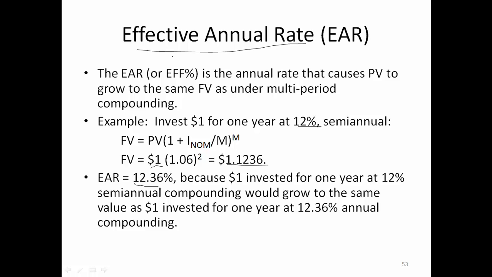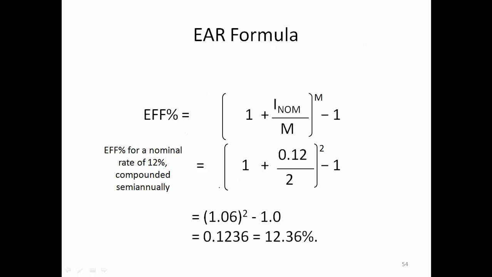So the idea of the effective annual rate is to find out the actual, or say effective, rate of return you can have based on frequent compounding. The formula for this effective annual rate is actually pretty simple. It's 1 plus the nominal annual interest rate divided by the number of compounding periods in a year, and then compounded m times within a year, and then minus 1. So in the semi-annual compounding case, this gives us 12.36%.